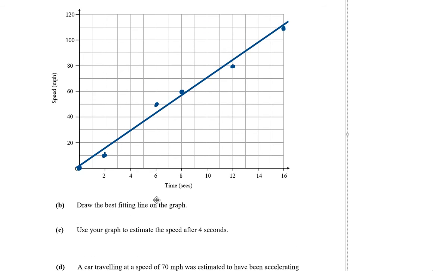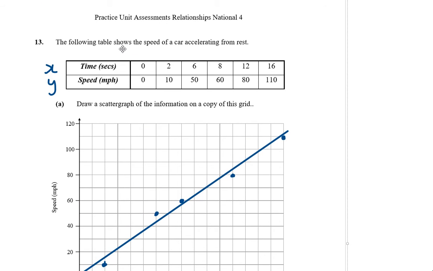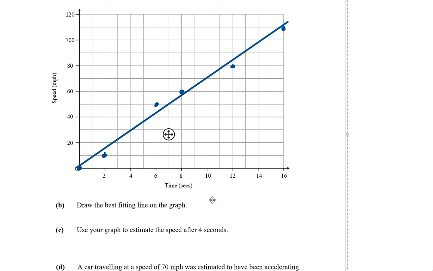And we're going to use our graph to estimate speed after 4 seconds. This is the speed of a car accelerating from rest. So after each time, it's the speed the car goes at. After 4 seconds, what do we think the speed's going to be? We just go up to our graph. There's 4 seconds. I would suggest that that's going to be about 30 miles an hour.